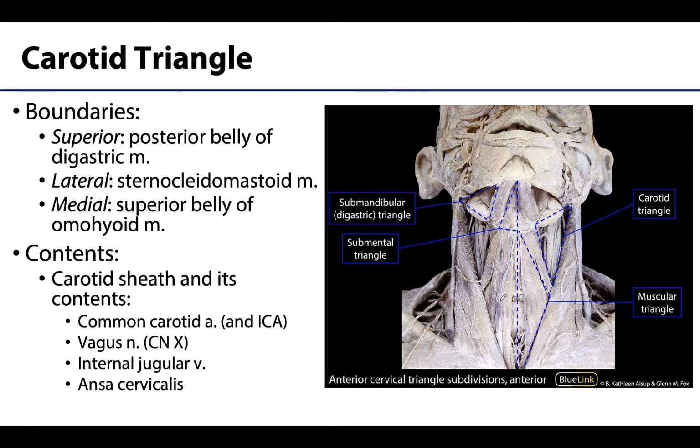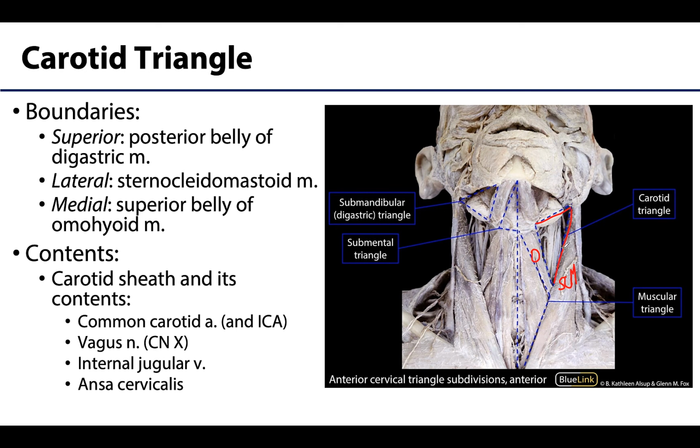All right, moving to the more inferior subdivisions, we have the carotid triangle, which you can see here. Gotta love the carotid triangle. There is much going on. It is formed by the posterior belly of the digastric muscle, which is deep to the submandibular gland here, so you can't really see that posterior belly in this view. The sternocleidomastoid will be the lateral boundary, so here's your SCM here. And the superior belly of omohyoid will be the medial boundary.